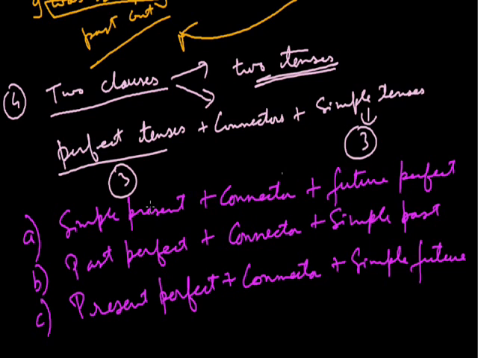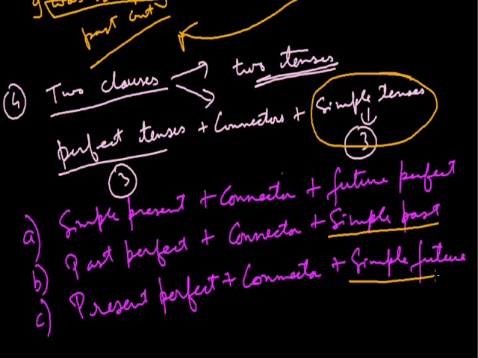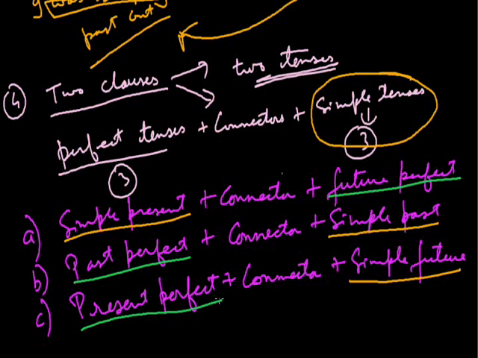Now to understand this one, as I told earlier, we will take three simple or indefinite tenses. So we have taken simple past, simple future and simple present tense. And we have again taken three perfect tenses, that is future perfect, past perfect and present perfect. So the whole idea is that we will get different sentences in which we'll get two clauses. One of them will be in indefinite tense and the other one will be in perfect tense. They will be joined by some connector.